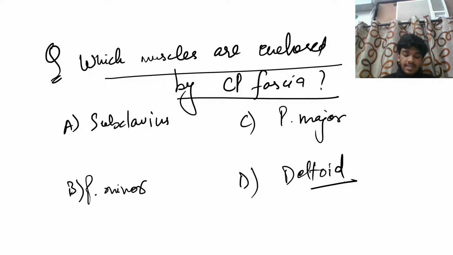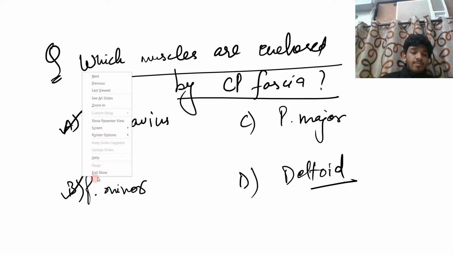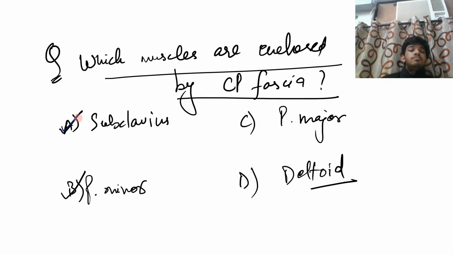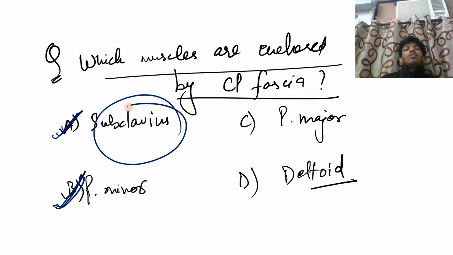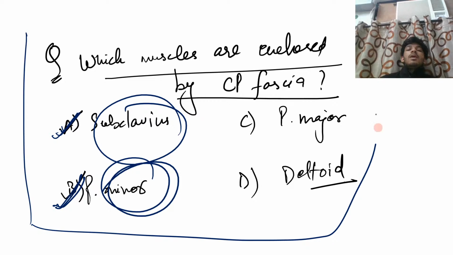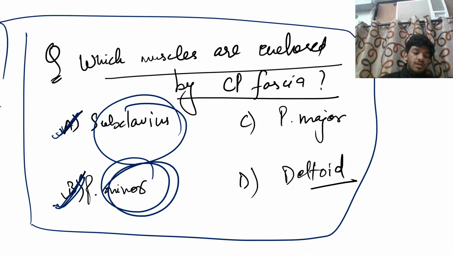Okay, Dr. Infinity is saying the answer is A, right? So the answer is not just A, it is also B. It encloses both subclavius and pectoralis minor. Two muscles are enclosed by the clavipectoral fascia, and I have ticked both the options. Subclavius and P minor, both these muscles are enclosed by the clavipectoral fascia.